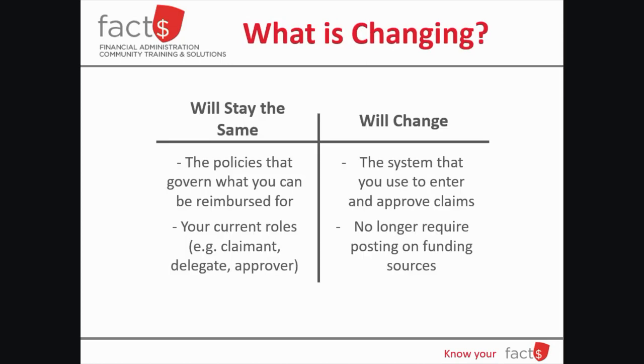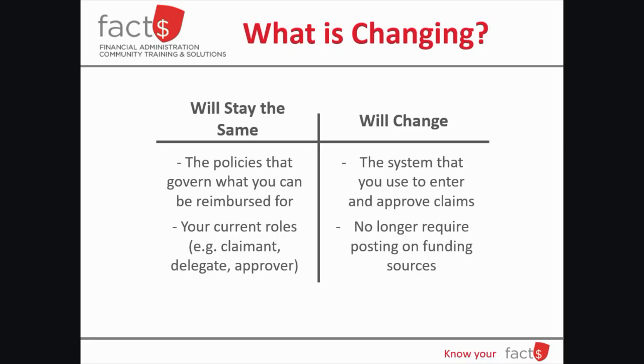So what is changing? The policies that govern what you can be reimbursed for will not be impacted by the system change. If a policy allows you to claim something in the current system, you'll be able to claim it in the new system. You will retain your current roles. For example, if you're an approver in the current system, you will be an approver in the new system. If you already have an account, you won't have to request an account in the new system. The only thing that will change is the system that you use to enter and approve claims.